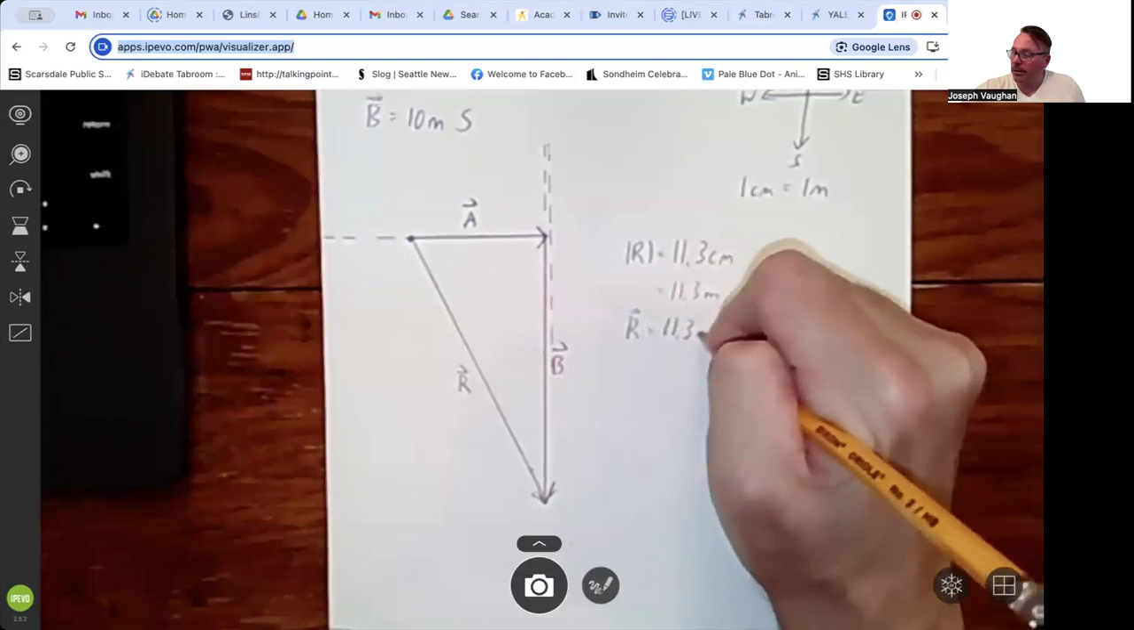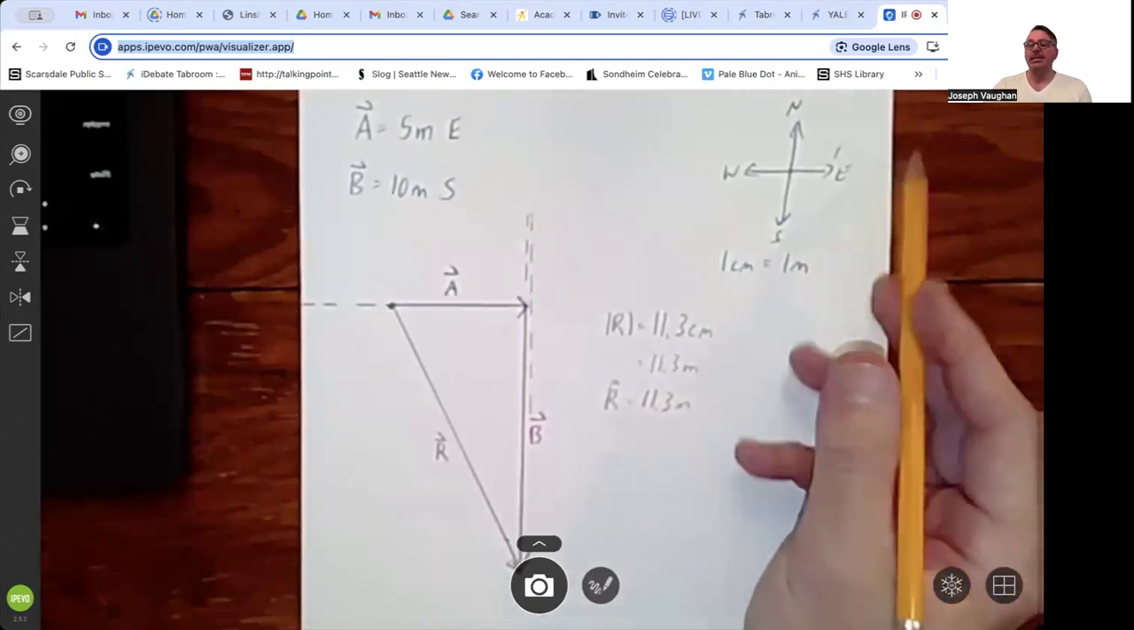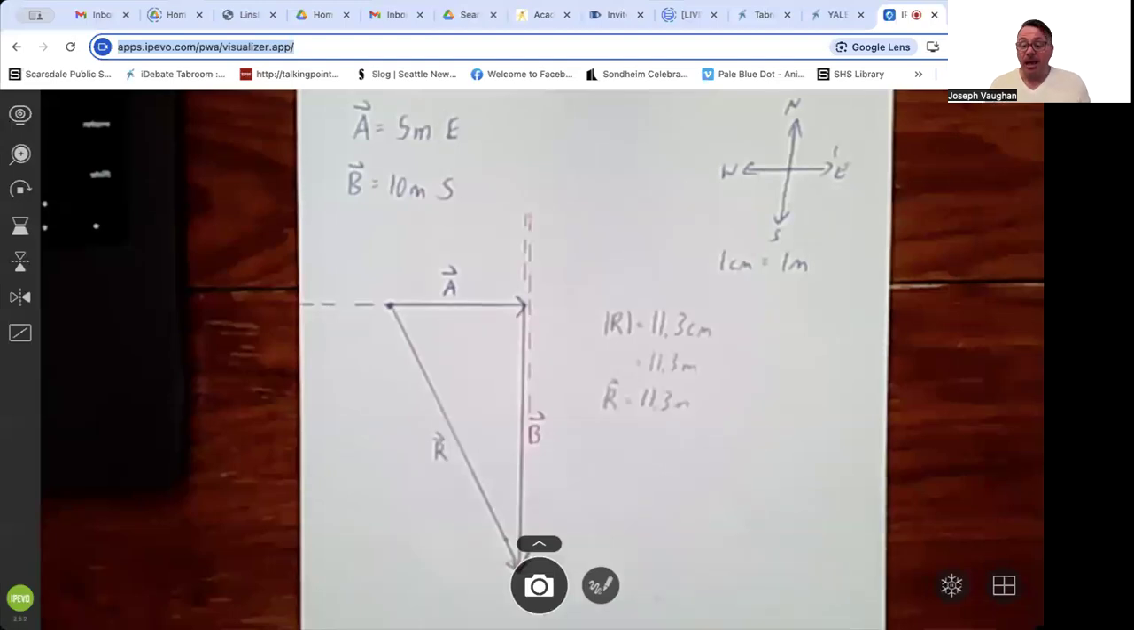It's 11.3 meters. Hold on a second, what direction? Now you may be saying to yourself, oh, Vaughn, that's clearly southeast, but it's not. If I were to say to you, go southeast, what would you do? Hopefully you would go at an angle of 45 degrees in between south and east. I'm going to tell you, this is not a 45 degree angle. This is not southeast. Now, I will say this vector does go southwards of the east line, but it is not southeast.